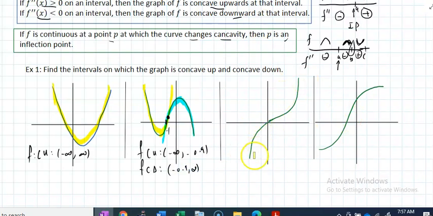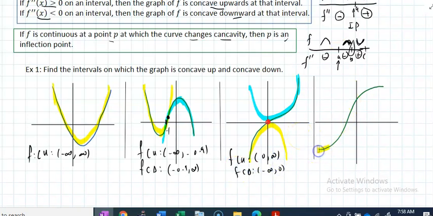And if I look at this graph, if this was a parabola, shouldn't it look like this? And if this was a parabola, shouldn't that look like this? Where do they break? Here you break from the yellow to the blue. So we would say f is concaving up from 0 to infinity, and f is concaving down from negative infinity to 0.